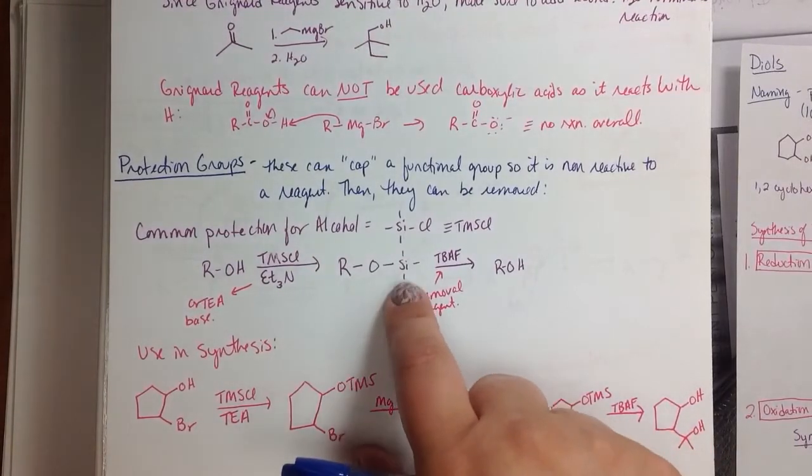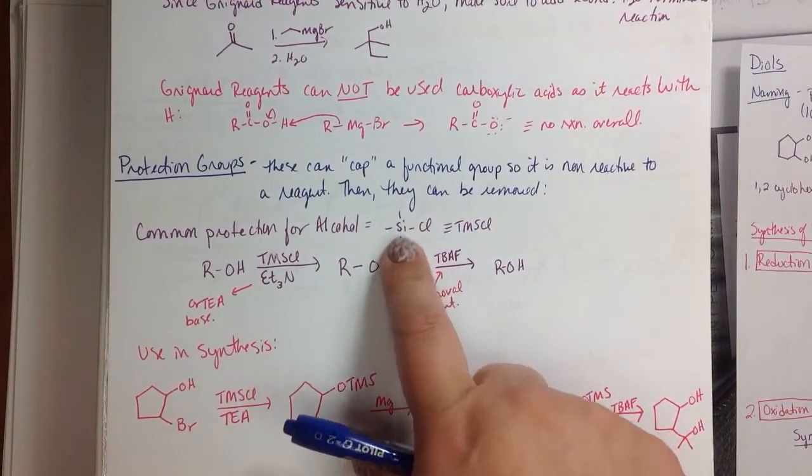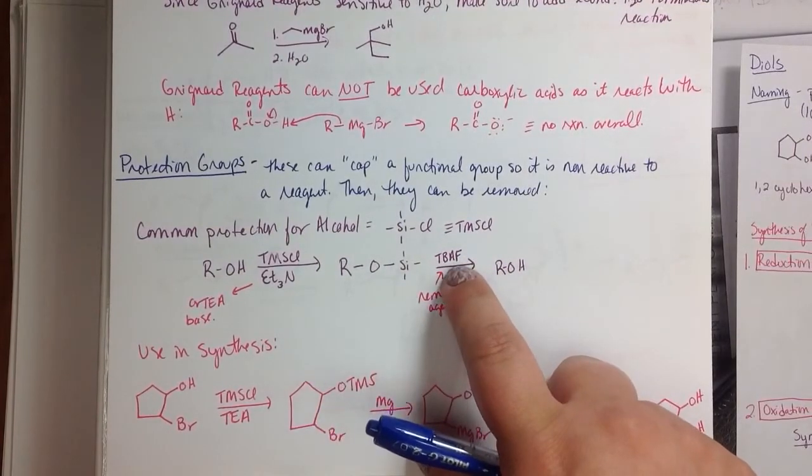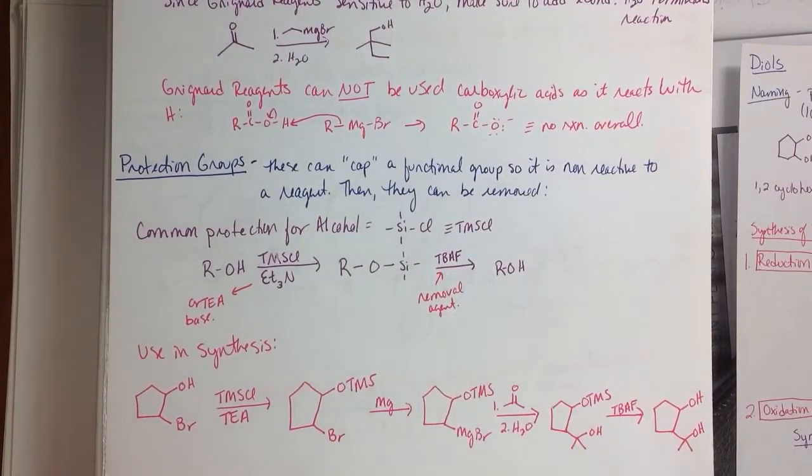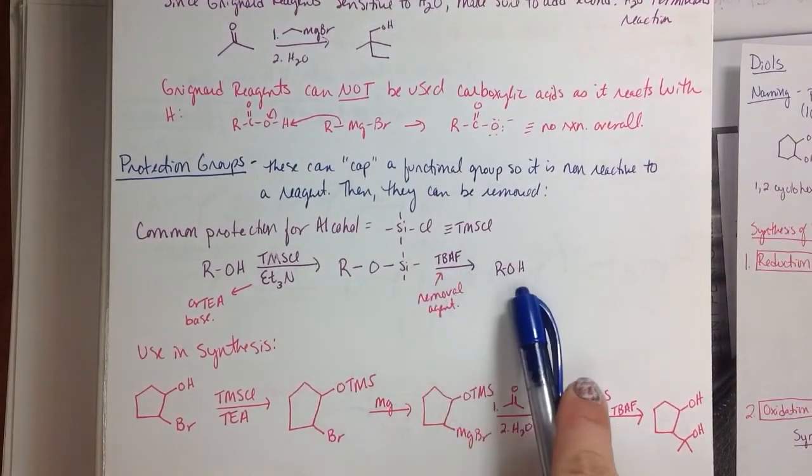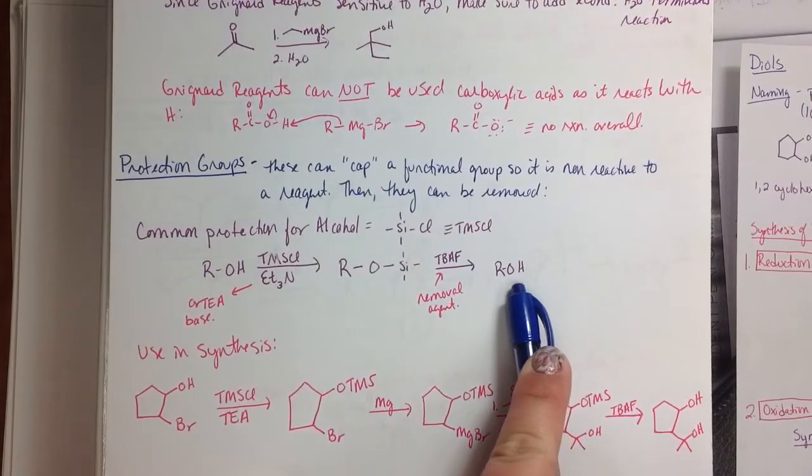We can remove this TMS type of protection group by using something called TBAF. And yes, this is like an ammonium fluoride. It's tetrabutyl groups. It's got them all over it. Don't worry about what the actual structure is. The point is that it takes off that protection group and leaves you with an ROH.